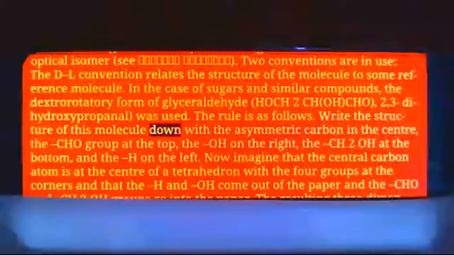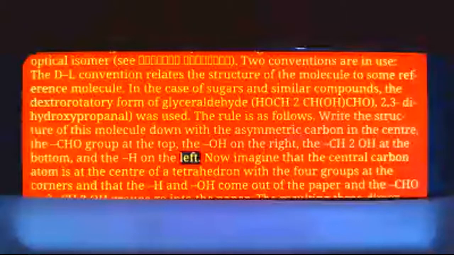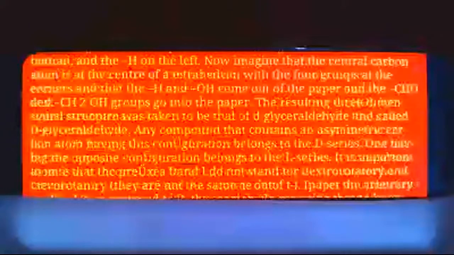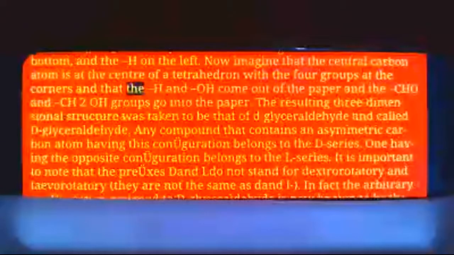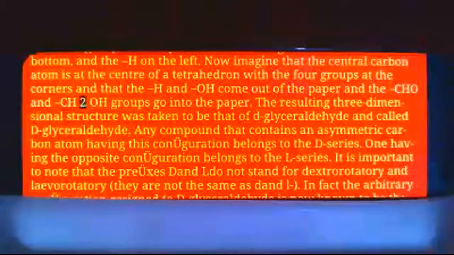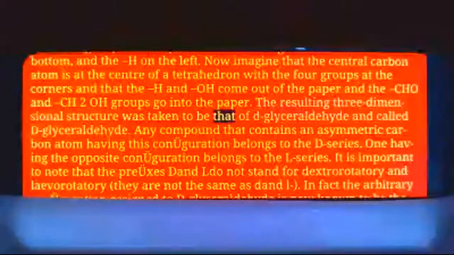Write the structure of this molecule down with the asymmetric carbon in the center, the CHO group at the top, the OH on the right, the CH2OH at the bottom, and the H on the left. Now imagine that the central carbon atom is at the center of a tetrahedron with the four groups at the corners, and that the H and OH come out of the paper and the CHO and CH2OH groups go into the paper. The resulting three-dimensional structure was taken to be that of glyceraldehyde and called D-glyceraldehyde.